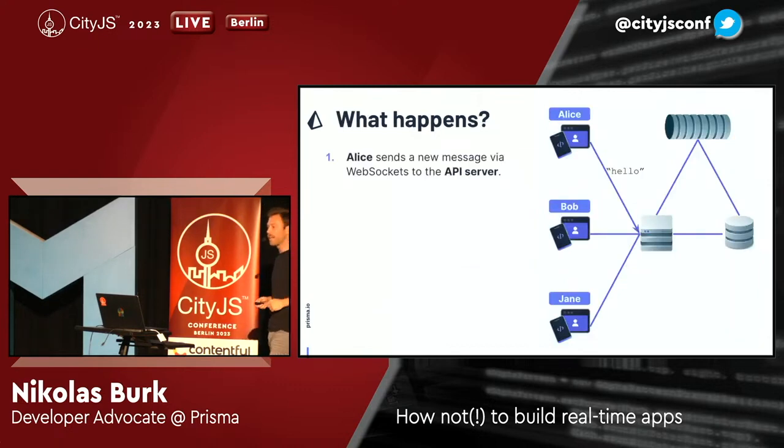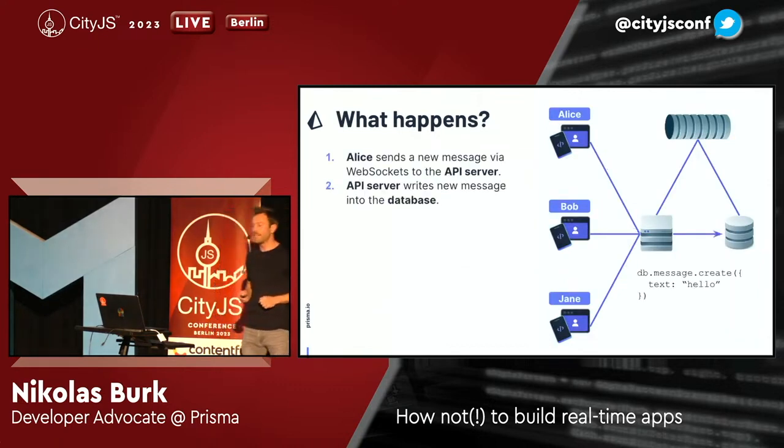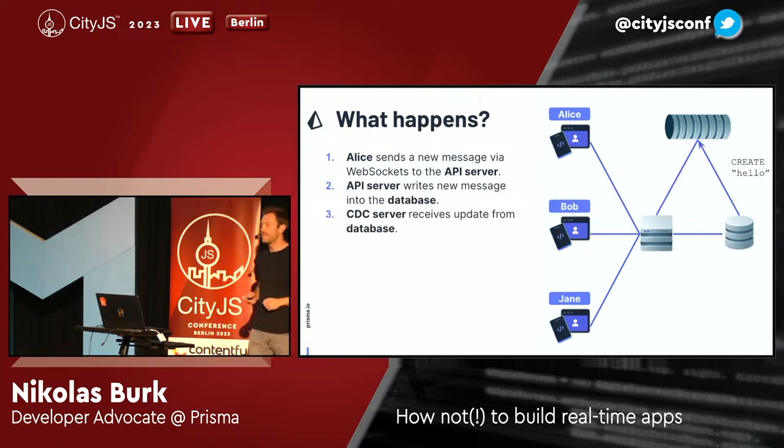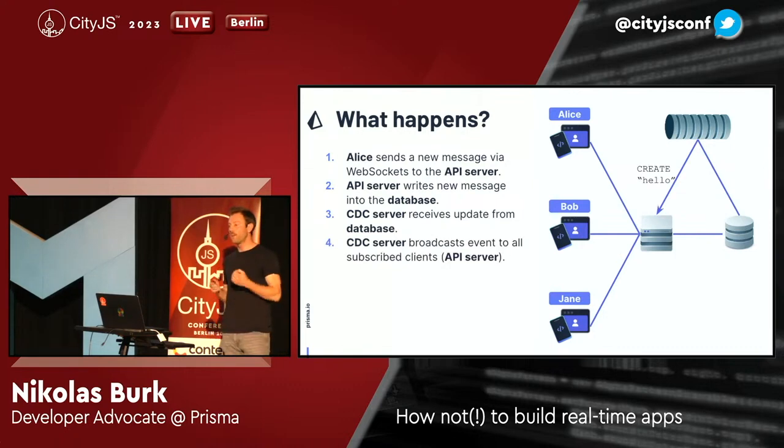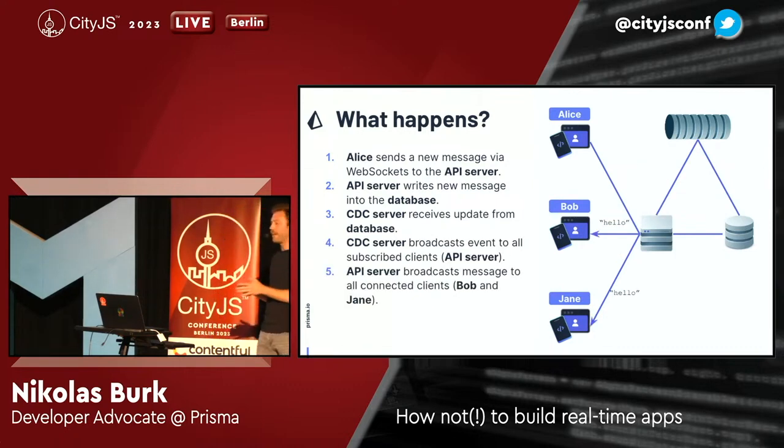So how does this look in practice? Alice sends her message to the API server. It writes it into the database. The database sends the create event to our CDC server. The CDC server broadcasts the event to all the subscribed clients, all the API servers. And from there, the message arrives back at the subscribed front-end clients.